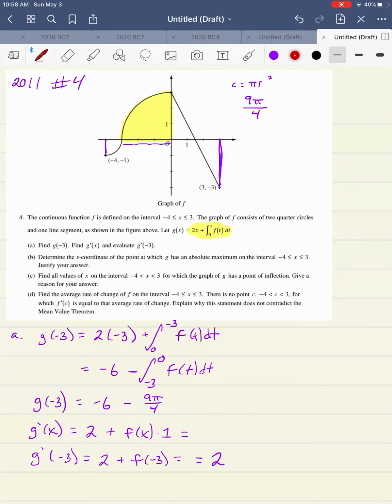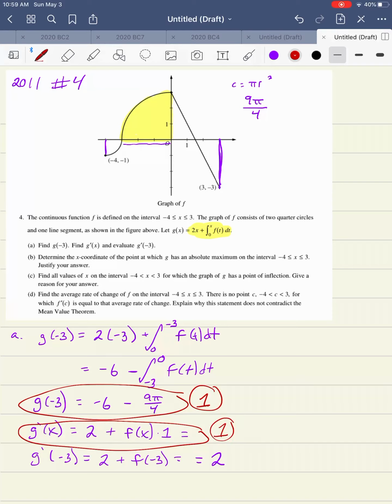I know, this is a 3-point question. So this was worth 1 point. And then g prime of x, correctly written and labeled, was worth 1 point. And then that final answer was worth your 3rd point.